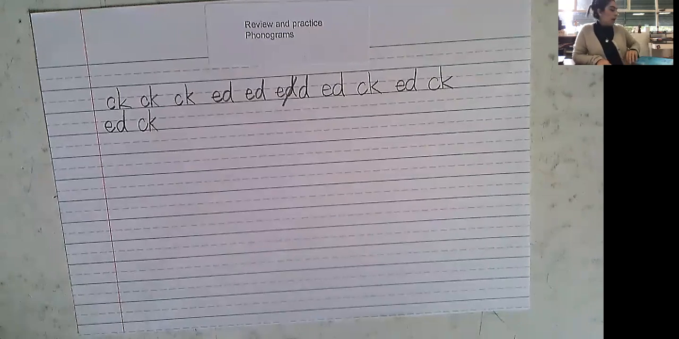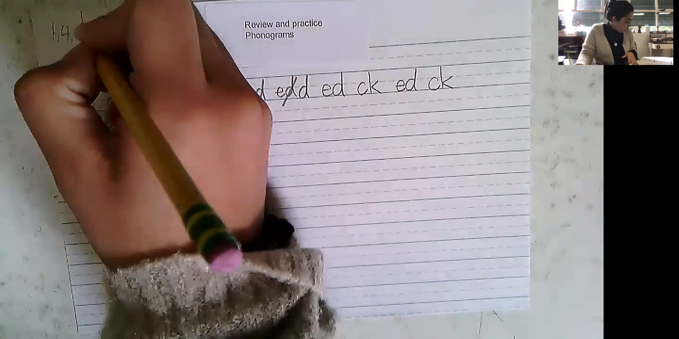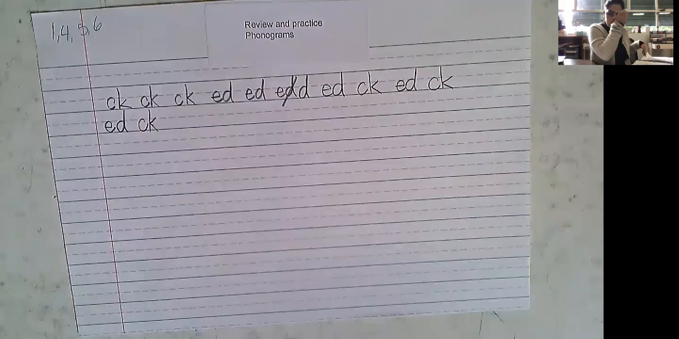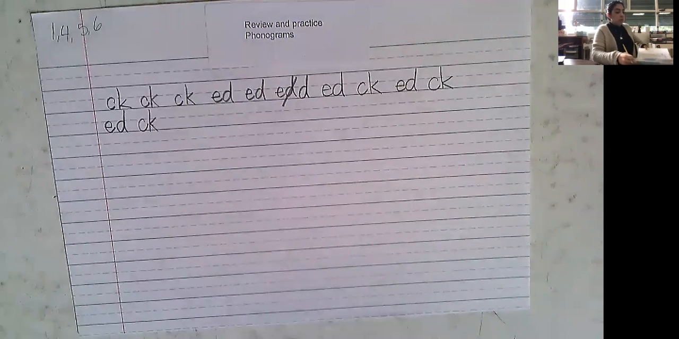So let's go on to our numbers. So we're going to skip a line. And let's get started. Okay, so today what we're going to do are the numbers 1, 4, 5, and 6. You don't have to write that down. Let's get started with Roman numeral number 1.